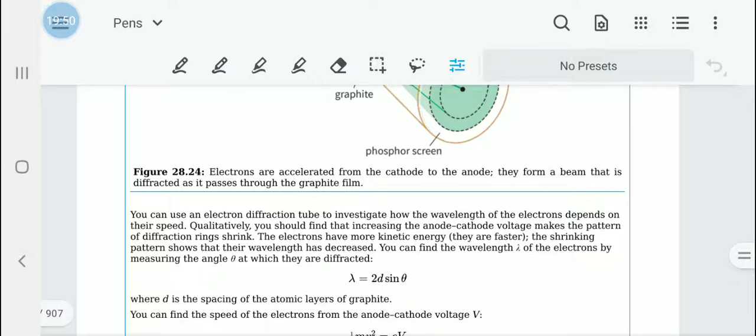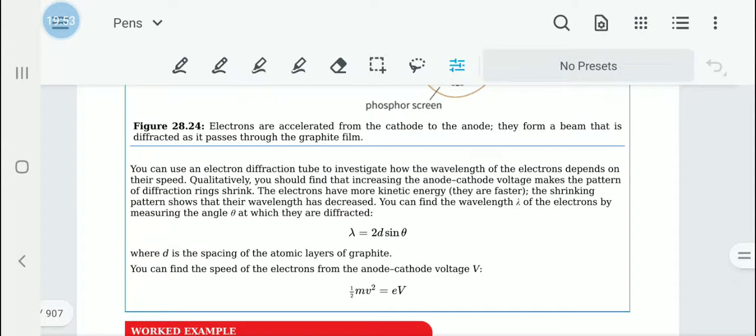So you can find the wavelength by measuring the angle at which they are diffracted, lambda equals 2d sine theta. d is the spacing of atomic layers of the graphite, and we can find the speed of the electrons using the voltage. Half mv squared is equal to eV. Using this, we can find out the speed of the electrons.